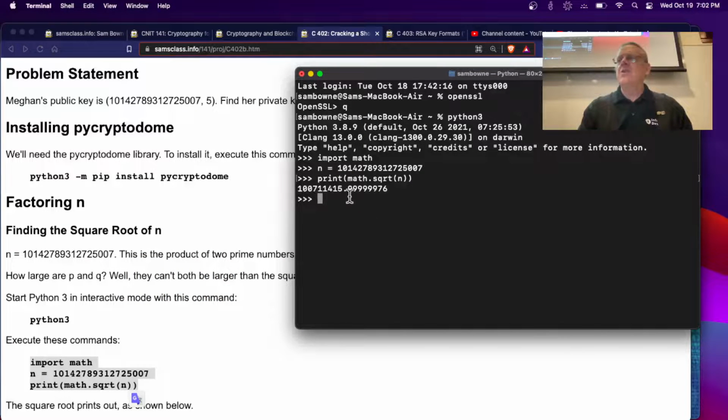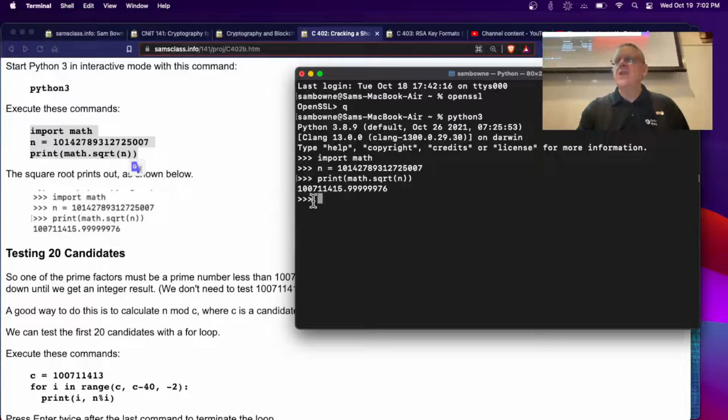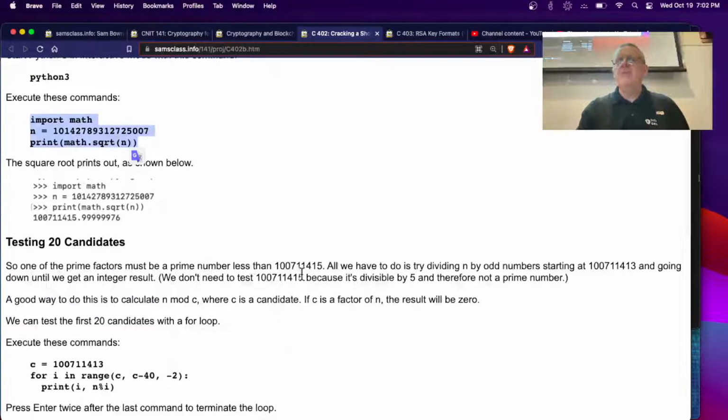So when I calculate the square root, you can see I'm getting a strange number with a fraction on it. All right, but that gets me close. So this number here, 10,100,711,415, is more or less the square root. So what I'm going to do is, I know one prime number must be a factor less than this, and one must be greater than this. Prime numbers have to be odd, so the first candidate is 413. And then I'm going to go down, jumping by -2 every time. I know this P must be 413 or some odd number below that. So I'm just going to start there and go down.